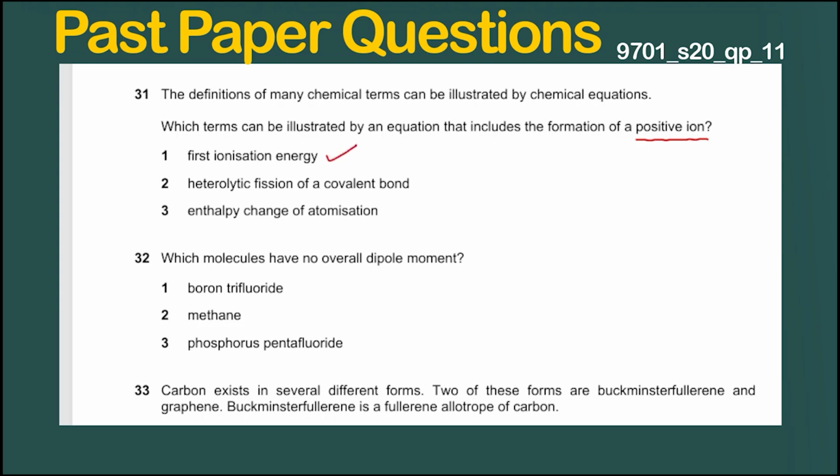Heterolytic fission, beta, in the homolytic fission free radicals are formed. In the heterolytic fission ions are formed, cation and anion both are formed. So here the positive ions are formed again. Enthalpy change of atomization, so that is atomization, atom की formation है, तो that is not forming any positive ion, so we are moving with the first and second statement, so B must be your answer. This is correct, this is correct.